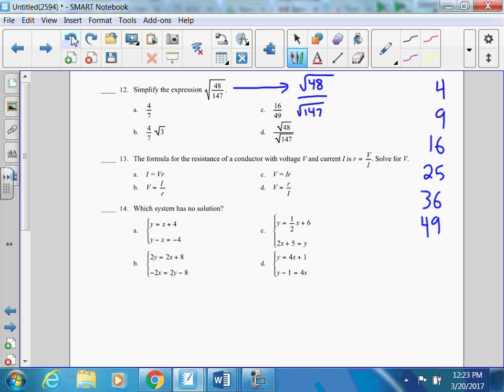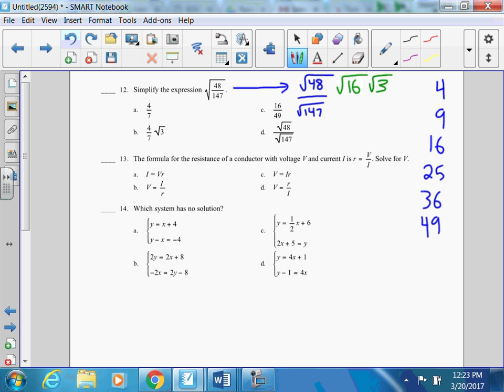So let's start off with 48. 49 does not go into 48. 36 does not divide, 25 doesn't. Take 48 and divide by 16. See if 16 goes into 48 evenly. Okay, and if you do that, you're going to realize 16 goes into 48 3 times.